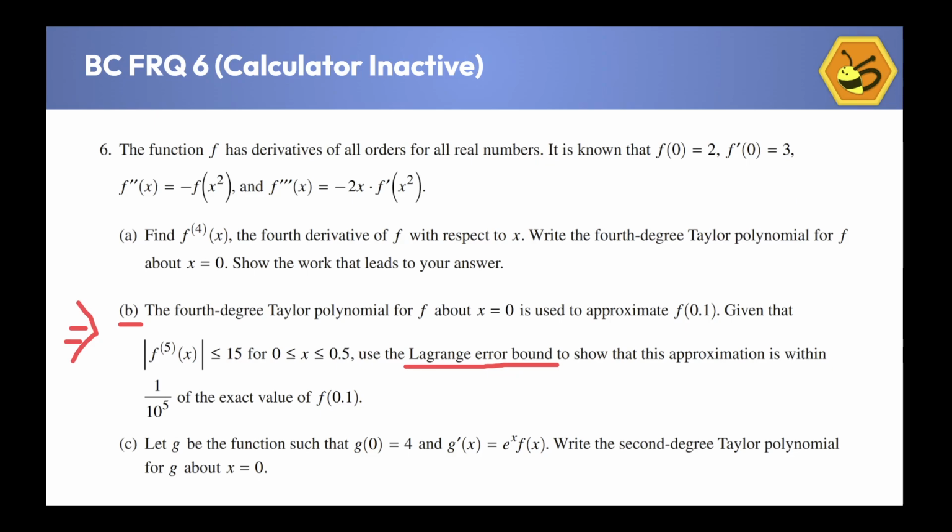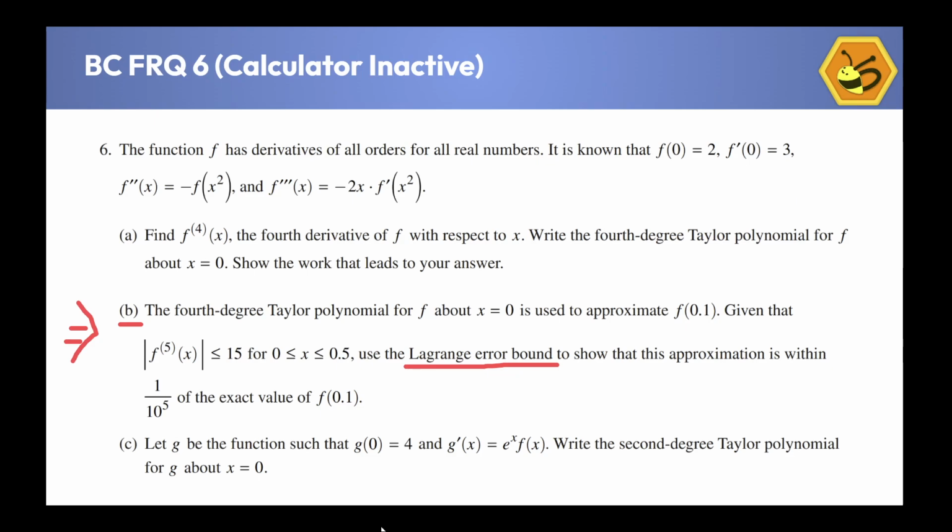So we are currently doing part B of the FRQ. And for those of you who might forget what the Lagrange error bound is, it basically states that the error is the next term, but it is a bit more complex than that. That's kind of the essence. The same with the alternating error bound. I'm going to send a definition from a textbook in the chat.